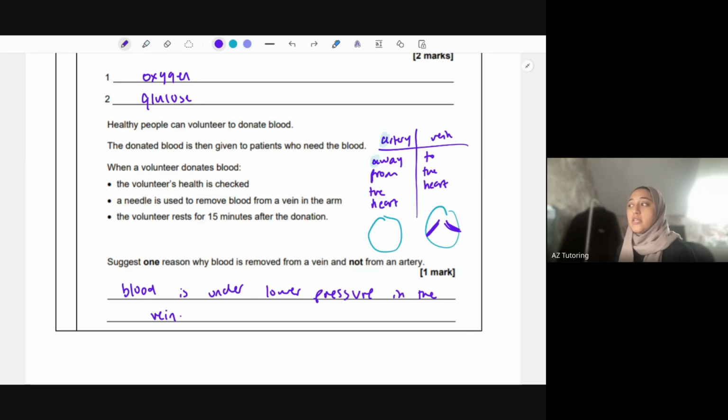There was other stuff that they accepted in the mark scheme as well. So it says easier to puncture the vein and easier to access the vein, which is probably not as intuitive to write down. It says less painful and blood flows smoothly. Again, I wouldn't expect that to be on every mark scheme, so it's probably safe to go with the pressure answer, is what I would say.